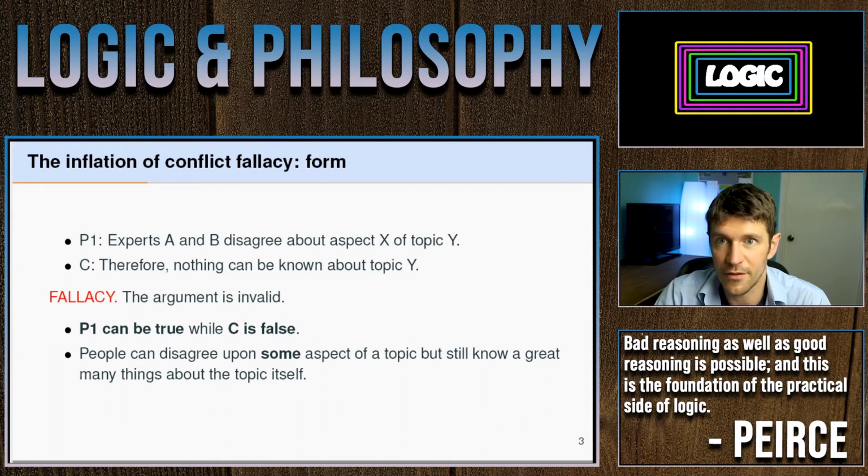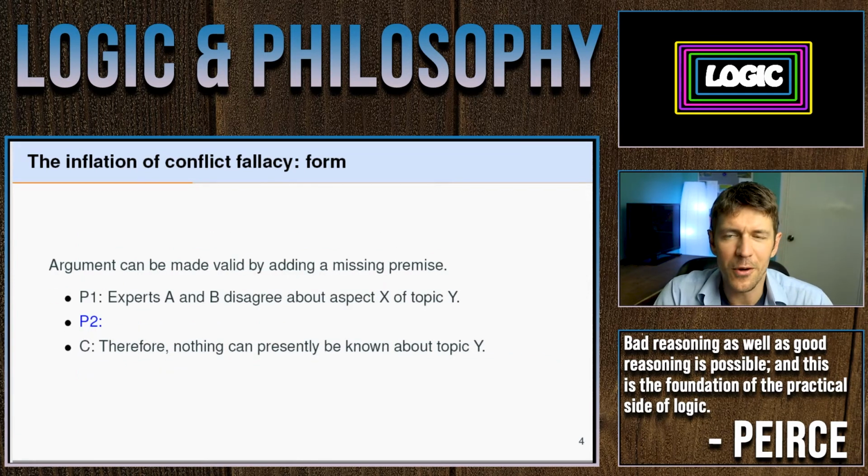So again, this is a fallacious argument. The argument is invalid. The first premise can be true while the conclusion is false. That is, experts can disagree about some aspect of a topic, but nevertheless, there's a great many things known about that particular topic. All right, well, the argument, of course, like many fallacies that are invalid in their structure, can be made valid by adding a missing premise.